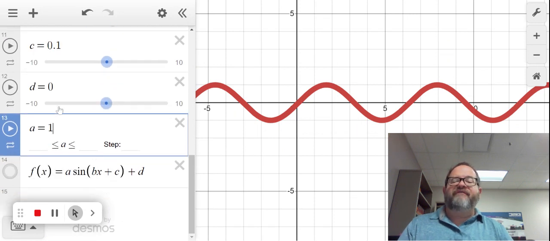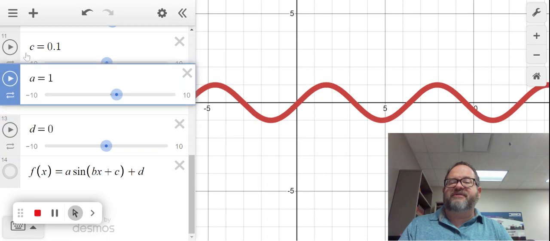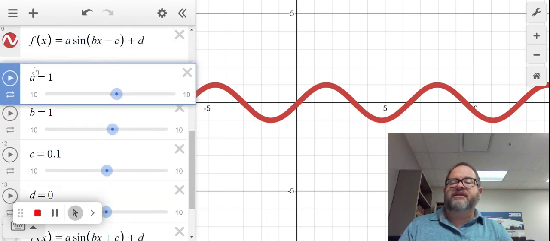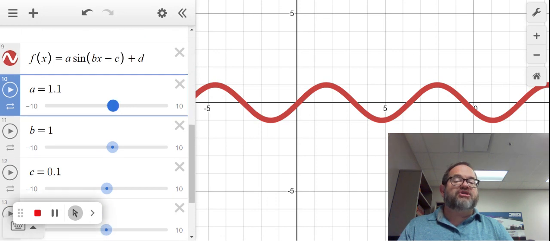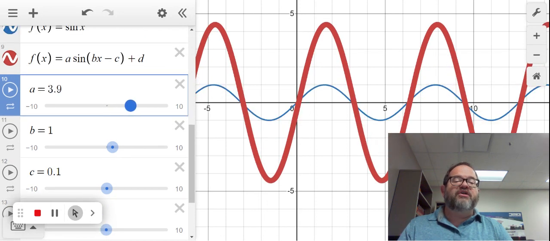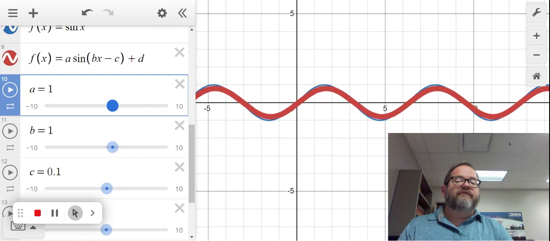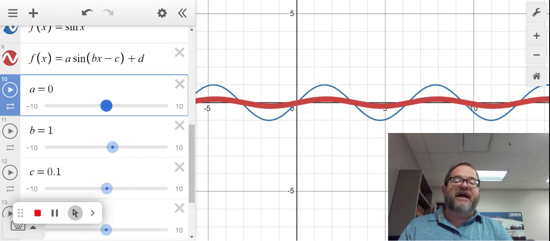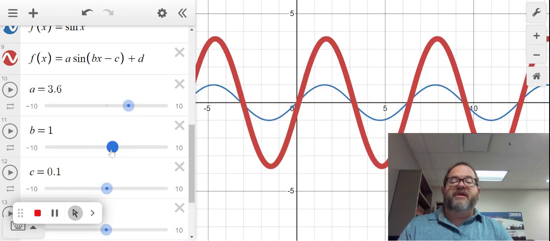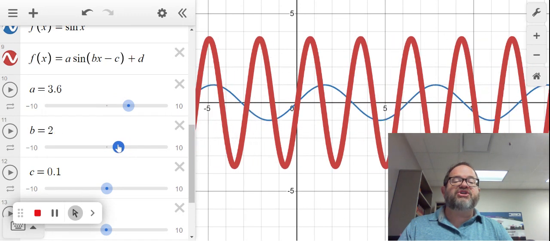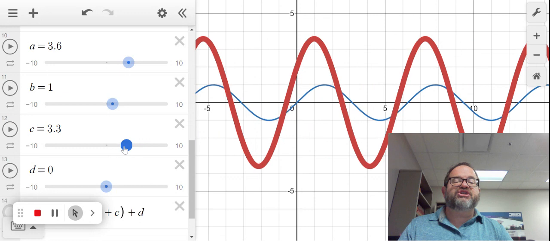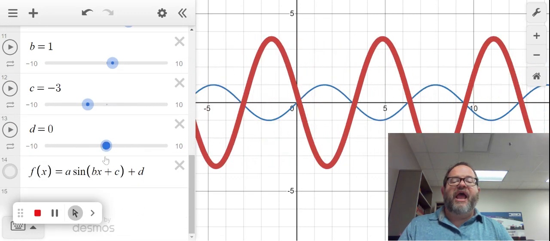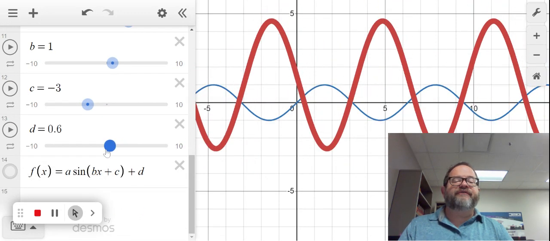All right. Now I have A, B, C, and D as these sliders. Let me put them in order. That'll make it easier. Okay. A is the vertical stretch. As I change the value of A, I am vertically stretching and maybe flipping and dilating. B is the horizontal stretch. C is the horizontal shift. And D is the vertical shift.